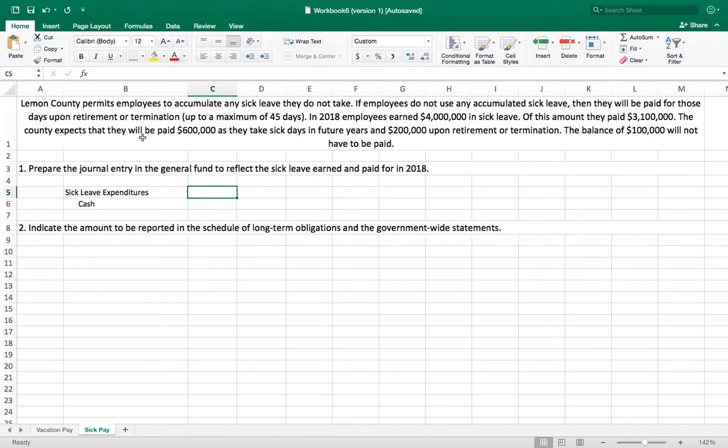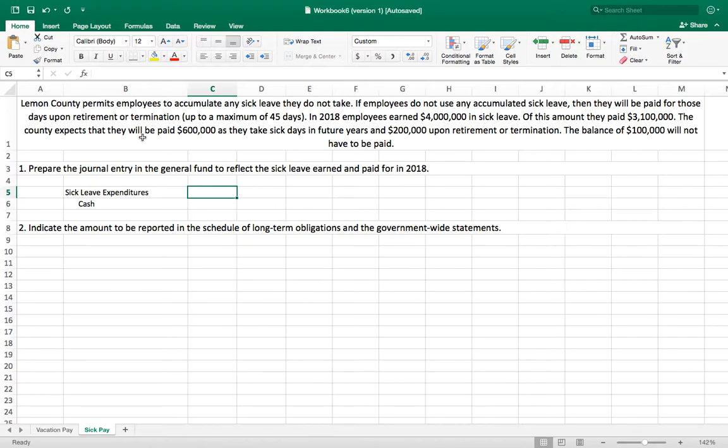And for our sick pay example, we have Lemon County permits employees to accumulate any sick leave they do not take. If employees do not use any accumulated sick leave, then they will be paid for those days upon retirement or termination up to a maximum of 45 days. In 2018, employees earned $4 million in sick leave. Of this amount, they only paid $3.1 million. The county expects that they will be paid $600,000 as they take sick days in future years and $200,000 upon retirement or termination. The balance of $100,000 will not have to be paid.